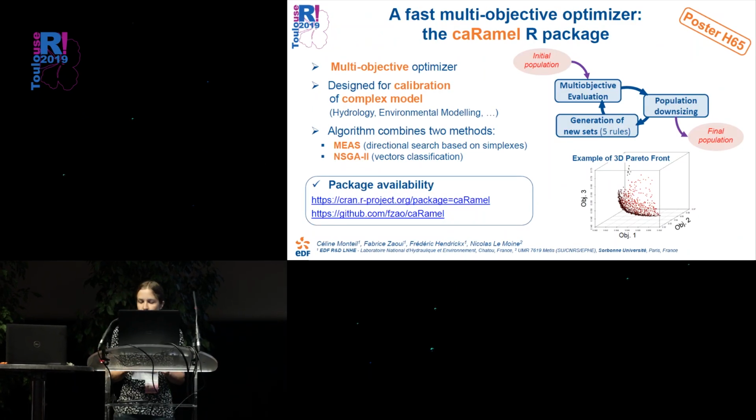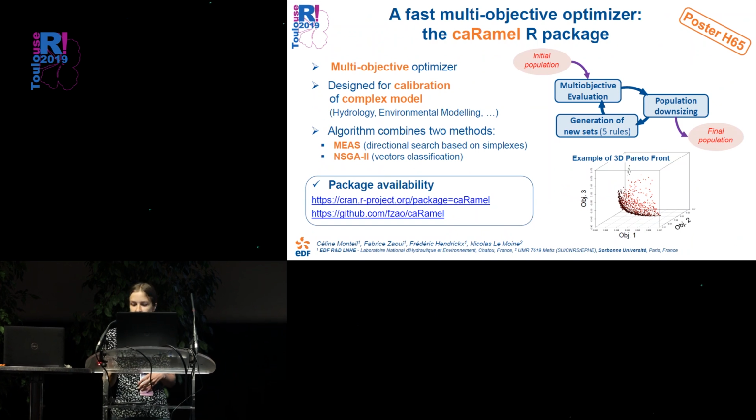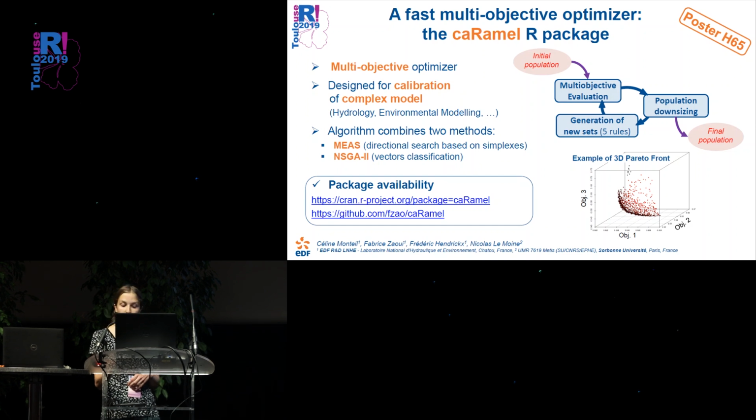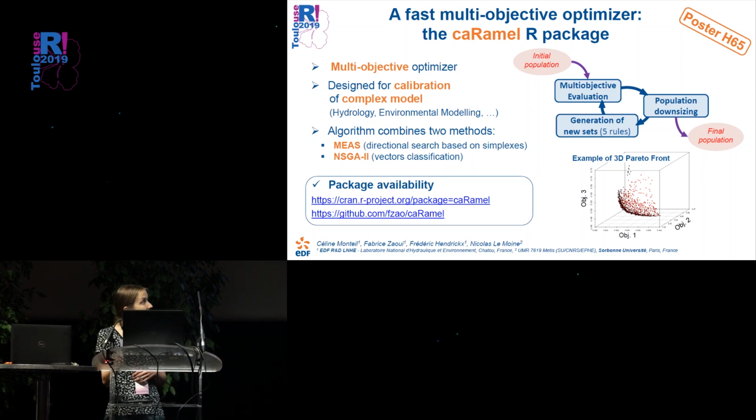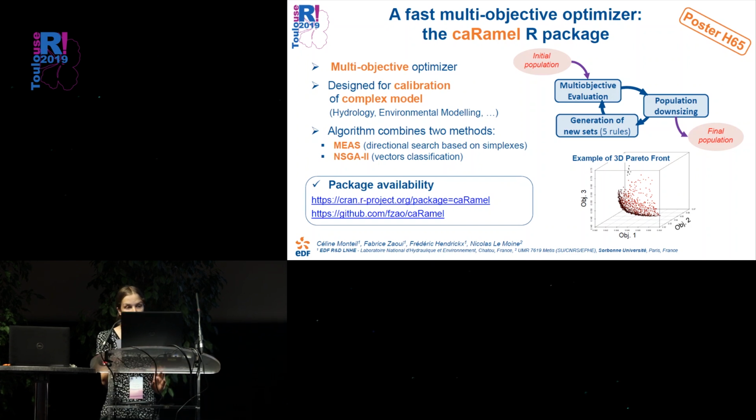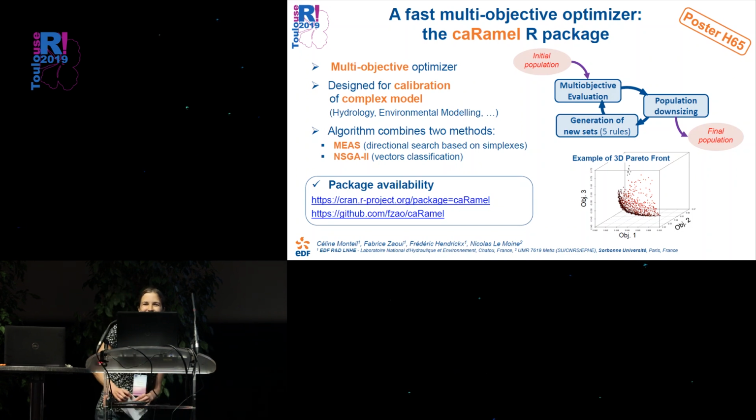Hello, I'd like to present you a newer package for multi-objective calibration of complex models. Our package combines two techniques to have a rapid convergence and a good accuracy. Here is an overview of the principle and a simple example with a 3D Pareto front. For more examples, come to my poster. Thanks.